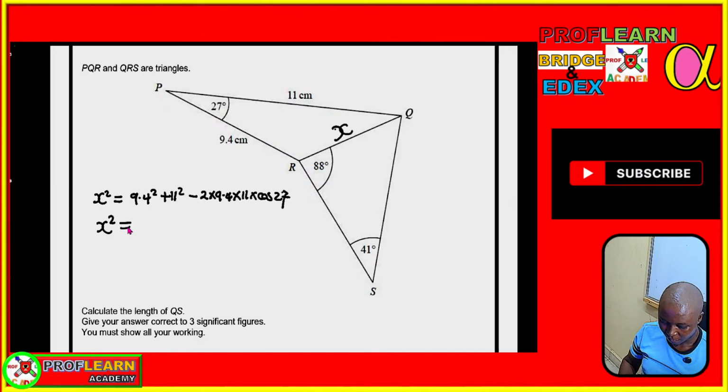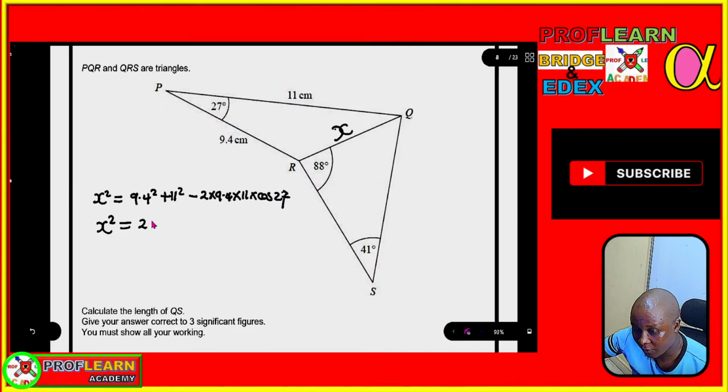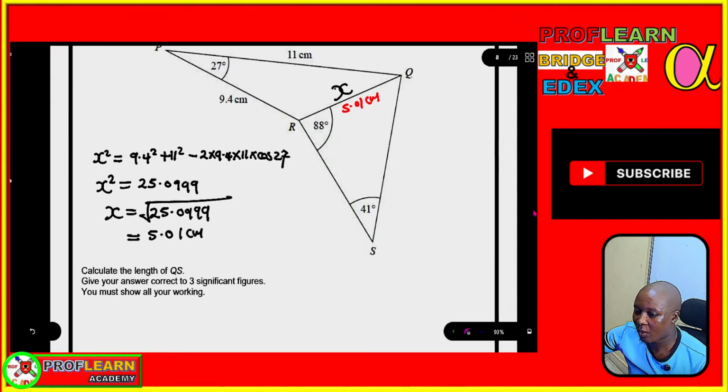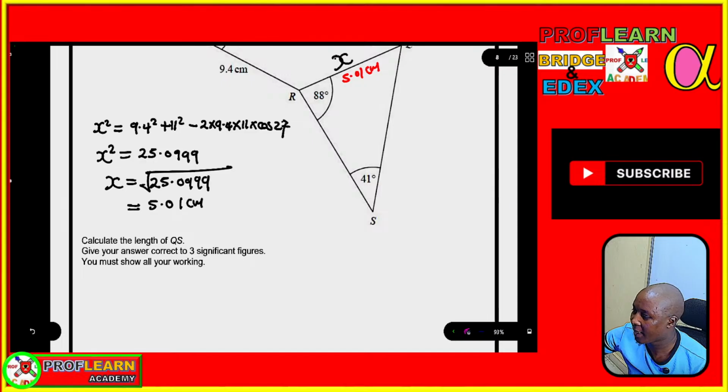25.0999. So our x is going to be the square root of whatever answer I have here, 25.0999. If I find the square root of this, I'm going to get my answer equivalent to 5.01 centimeters. So this length here is 5.01 centimeters. Then once I've gotten this, I'm going now to apply the sine rule.